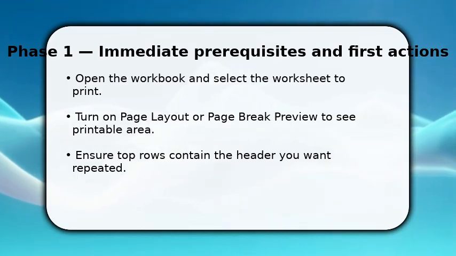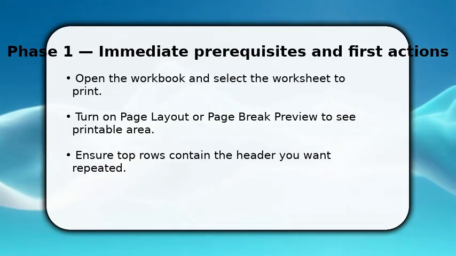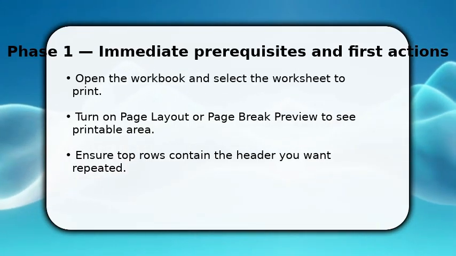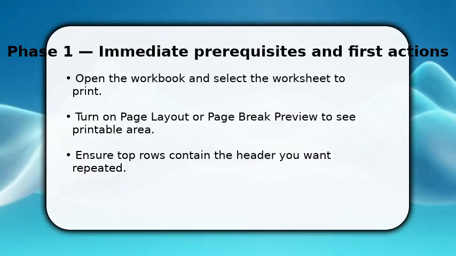Make sure the rows at the top of the sheet contain the header content you need repeated. If your header spans merged cells, adjust them now. This will prevent misalignment later when Excel applies the print titles.